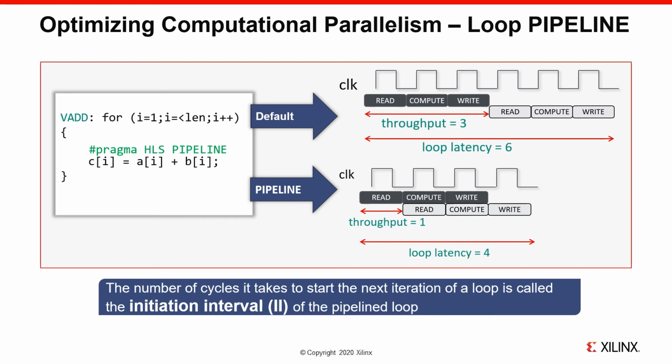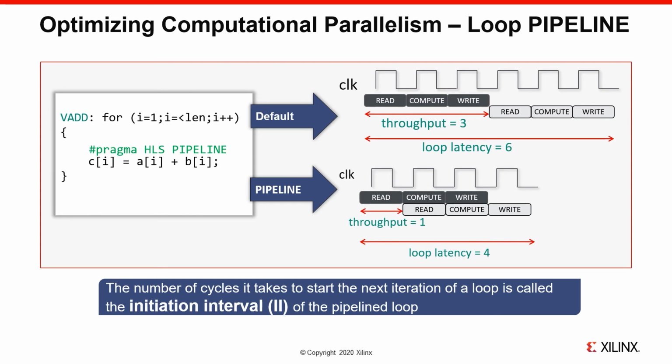The number of cycles it takes to start the next iteration of the loop is called the initiation interval, or the II, represented by 2 capital letter I's. In the first case, the II was 3, meaning each successive iteration of the loop starts every 3 cycles.